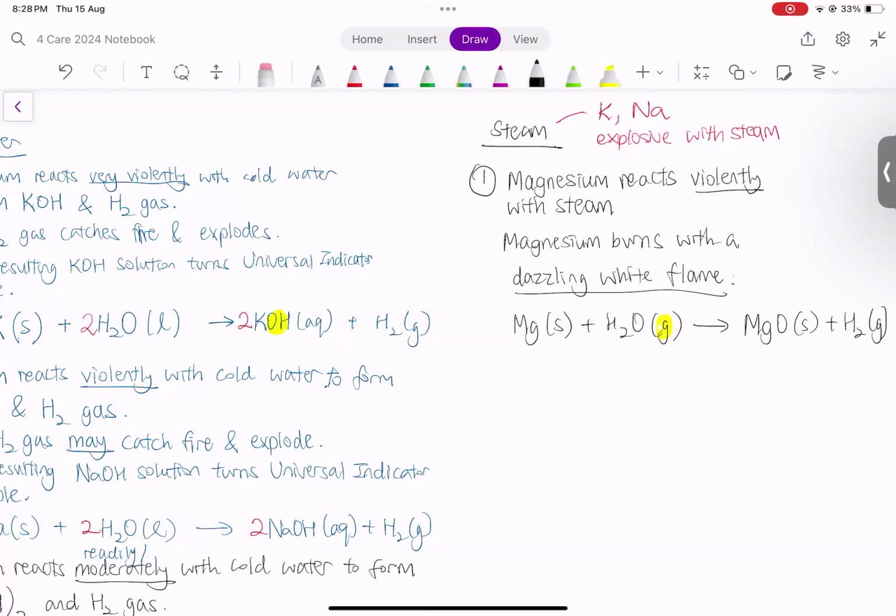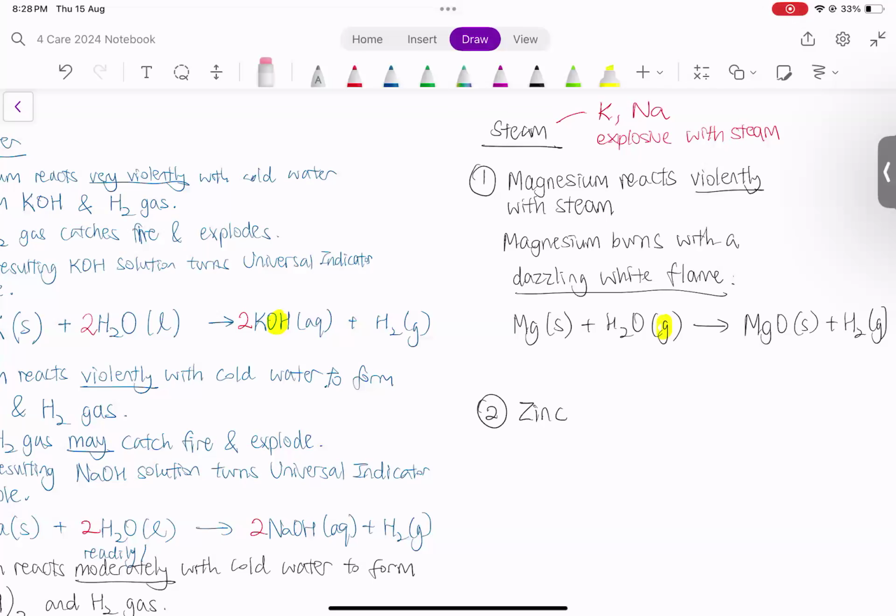Okay. Now, we will skip aluminium, not because aluminium doesn't react with steam. Aluminium does react with steam. However, we will move on to zinc first. Okay, so we have magnesium, aluminium, then zinc. So we shall skip aluminium and go on to zinc next.